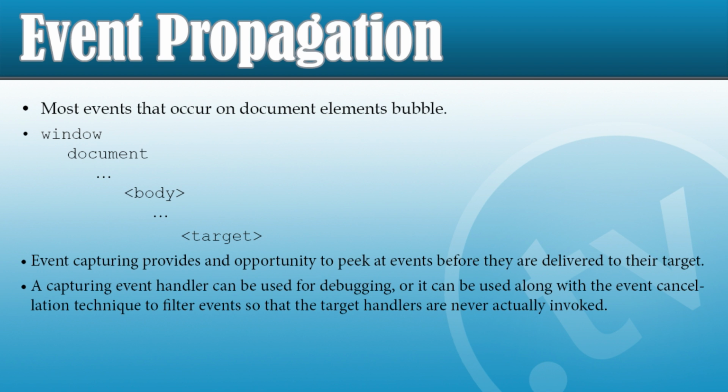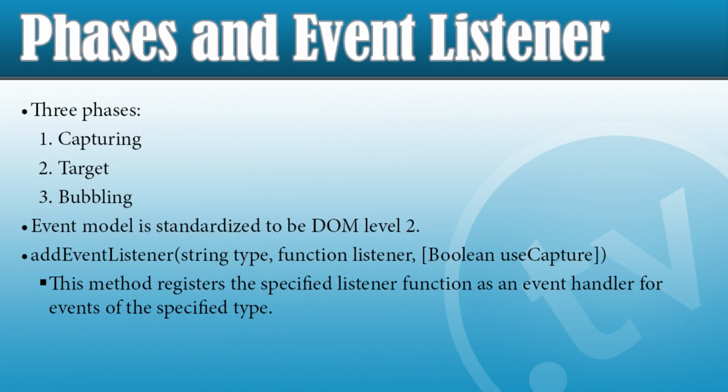There are basically three different phases for event propagation. Let's say we're talking about event capturing. In that case, the event is going to propagate going through window and then document, propagating through the body until it reaches the target. Event capturing provides an opportunity to peek at events before they are delivered to their target. A capturing event handler can be used for debugging, or it can be used along with the event cancellation technique to filter events so that the target handlers are never actually invoked.